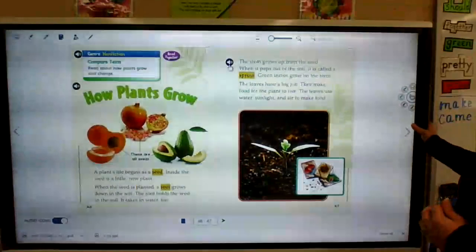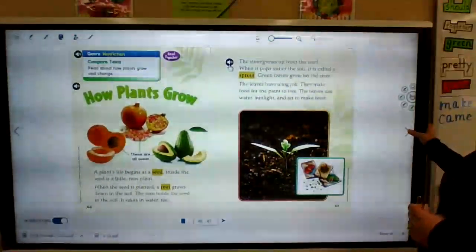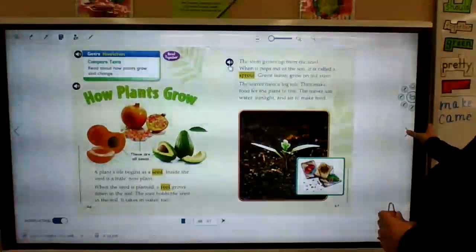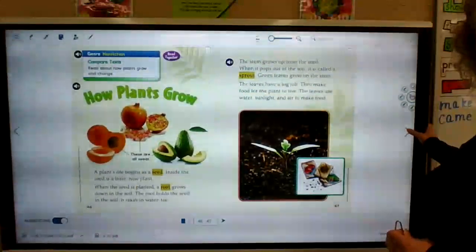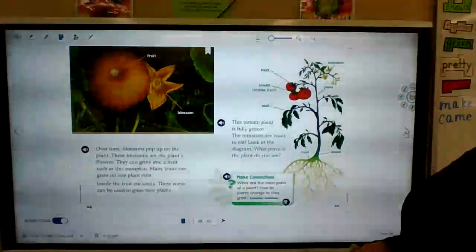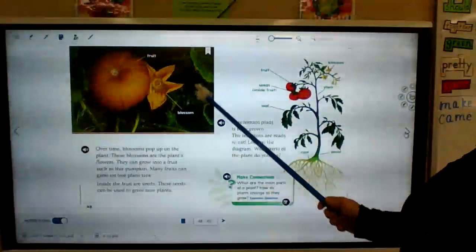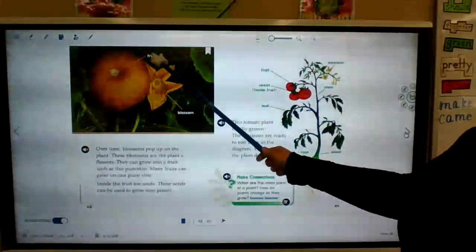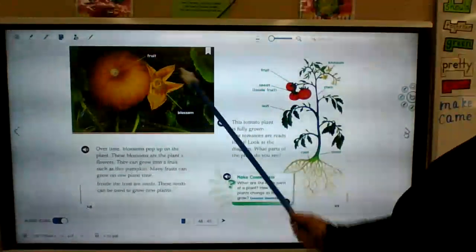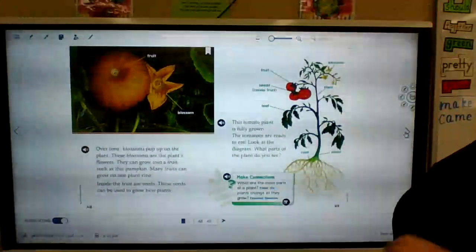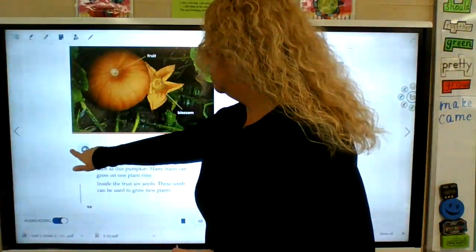Okay, so there's a sprout and the leaves are going to start making food. Water, sunlight, and air, right? That's what they need. Okay, here's a little bit of a diagram here. It shows fruit and blossom. Okay, let's listen to it.